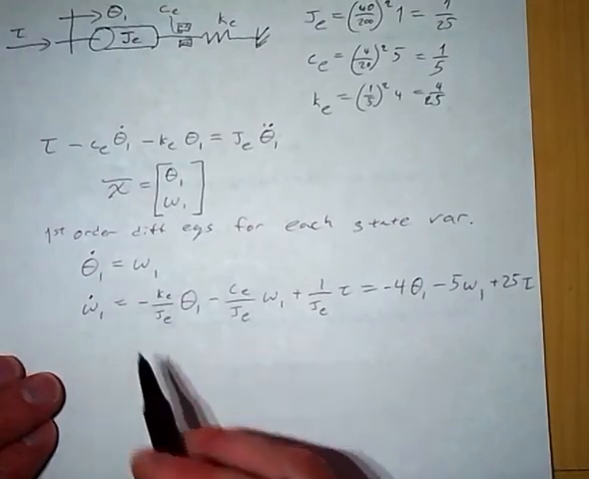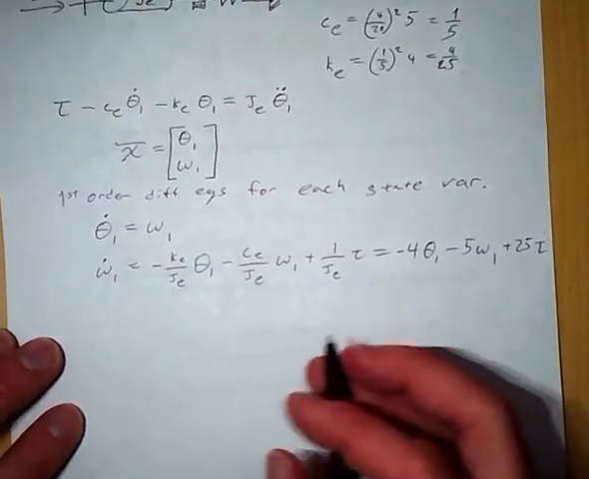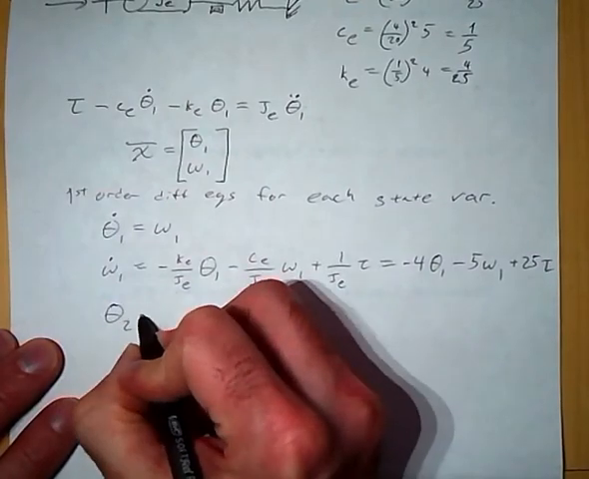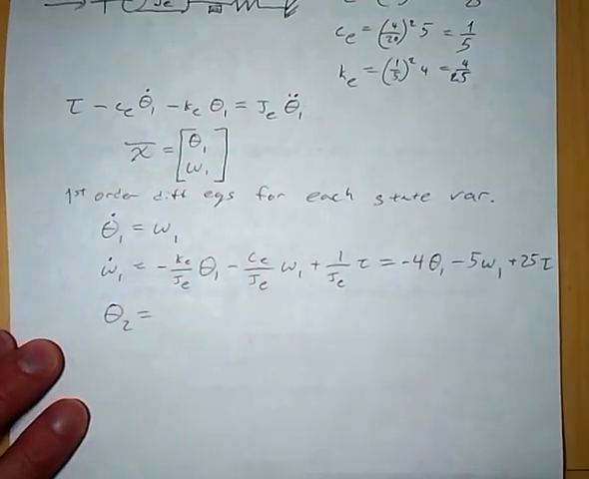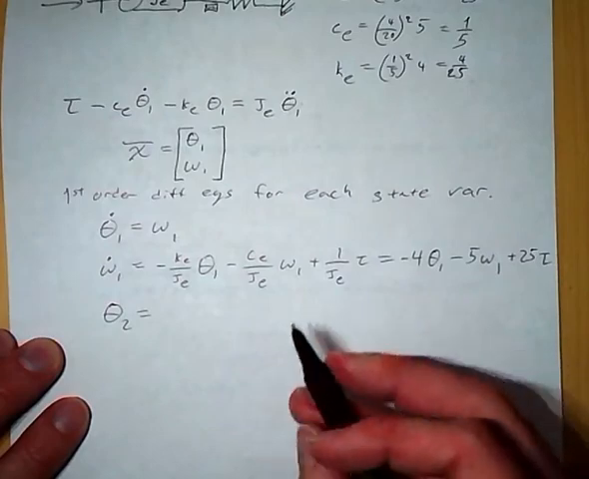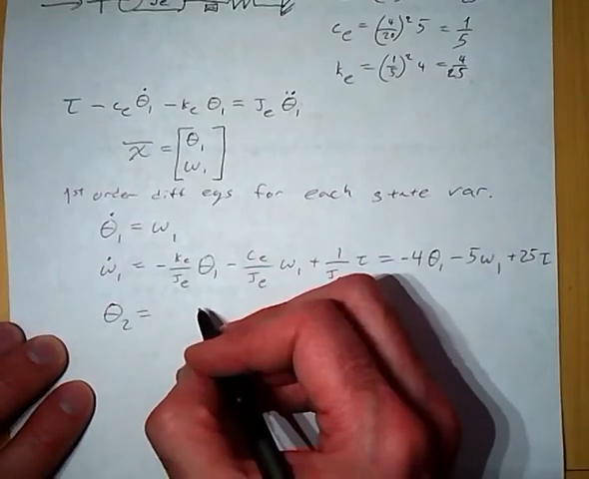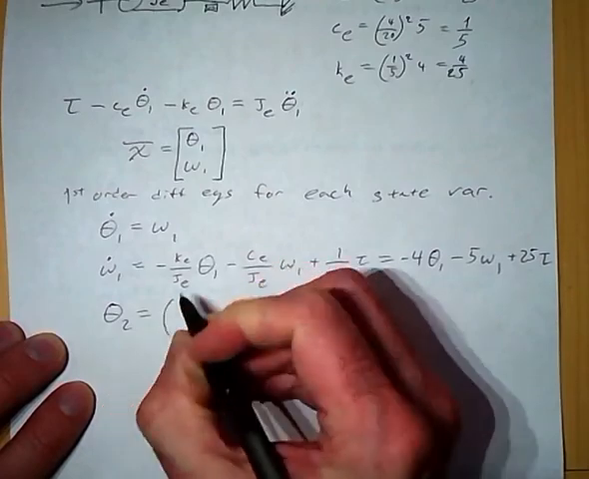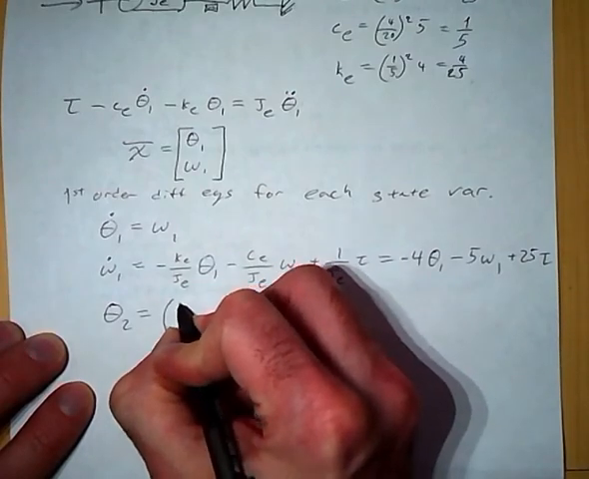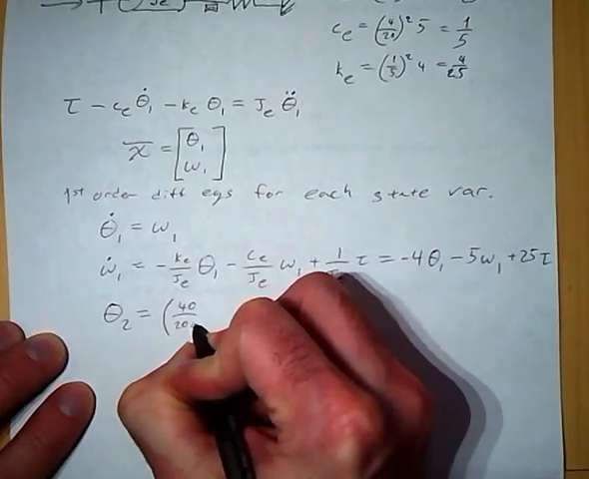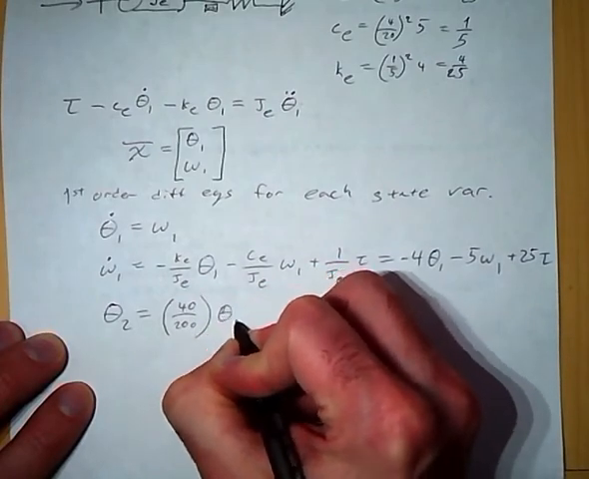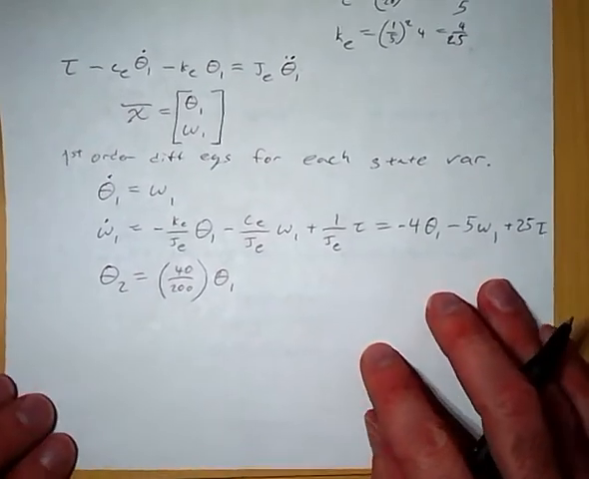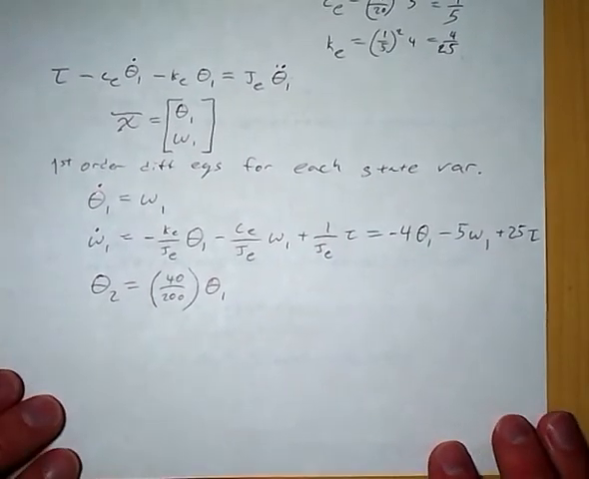So these are our two state equations. And then we also have an output equation. We want theta 2, and we want to have this in terms of linear combination of our state variables and input. And theta 2 is just the inverse of the gear ratio times theta 1. So we have 40 over 200 times theta 1. Okay. And now remember, we can write these in matrix form.